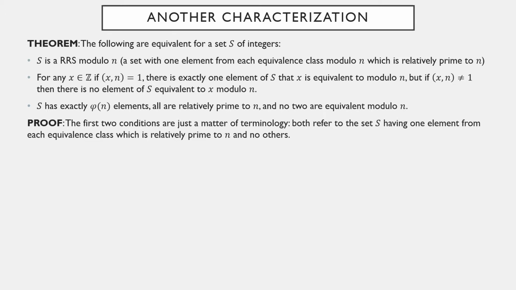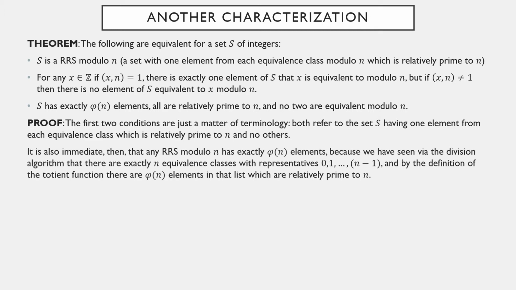Well, the first two are really just a matter of rephrasing. Okay, so the first definition was, from all the equivalence classes, look at what the GCD is. If the GCD of everything in that equivalence class with n is 1, pick one element out of it. The second says everything relatively prime to n must be equivalent to one element of S. In other words, if x belongs to an equivalence class of things relatively prime to n, then you must have picked one element out of that equivalence class. But if x is not relatively prime to n, then it is not equivalent to anything in S. In other words, if x belongs to an equivalence class of elements not relatively prime to n, then you didn't pick anything out of that equivalence class. So these first two are really just the same thing.